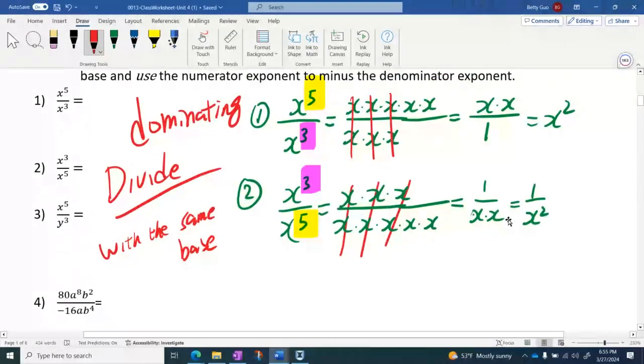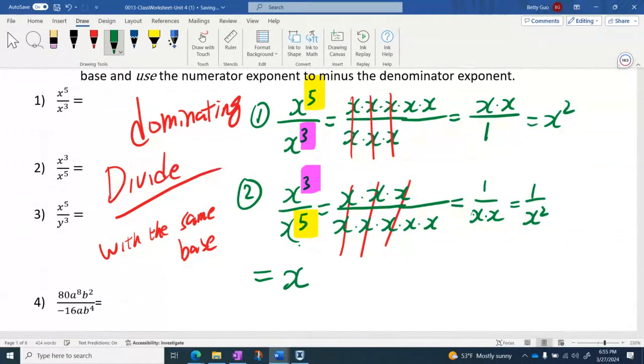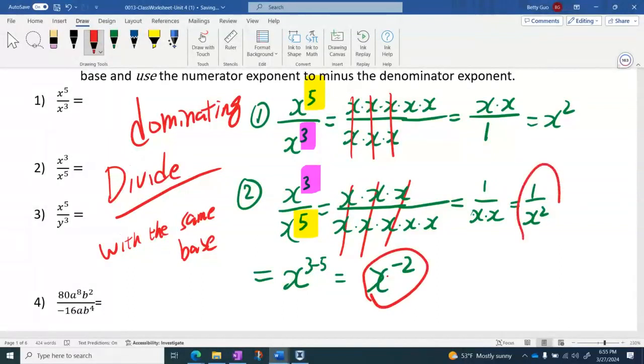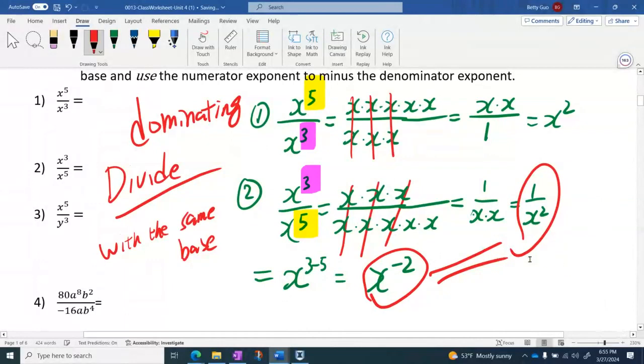What if we use the numerator exponent minus the denominator exponent for question 2? Then we would have 3 minus 5. We would have a negative exponent. Knowing this is correct as well, and they are equal to each other.